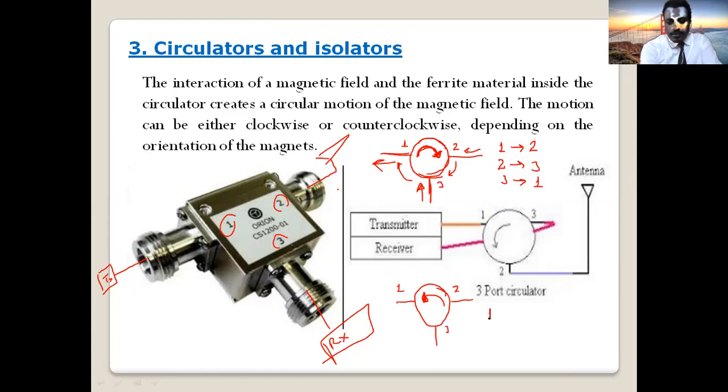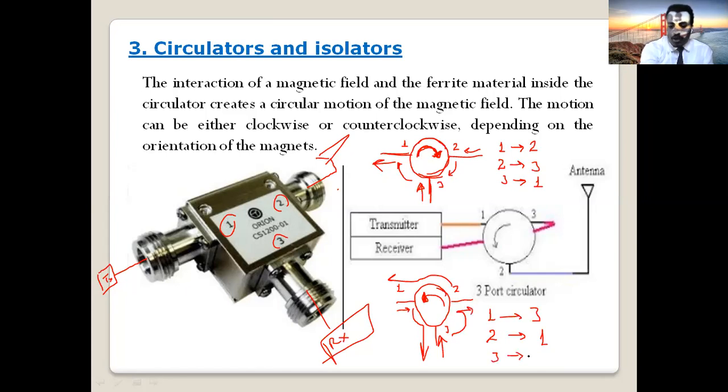Now, if a signal comes at port 1 input, this direction, where will be the output? You see this is anti-clockwise. So the signal will go in anti-clockwise direction and you will get it at port 3 output. Because this is anti-clockwise circulator. What will happen if signal is input at port 2? Where is the output? You go anti-clockwise direction and you will get it at port 1. If a signal comes at port 3 as input here, it goes anti-clockwise direction, you will get it at port 2.